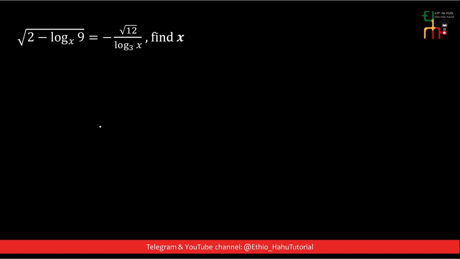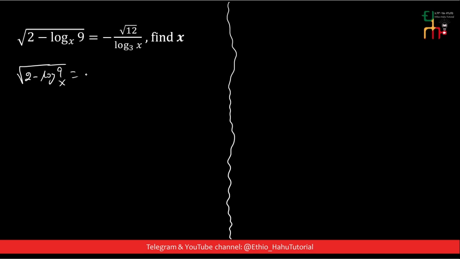The square root of 2 minus logarithm of 9 to the base x is equal to minus radical 12 over logarithm of x to the base 3. Find x. To find the value of x, let the square root of 2 minus logarithm of 9 to the base x be equal to minus radical 12 over logarithm of x to the base 3.